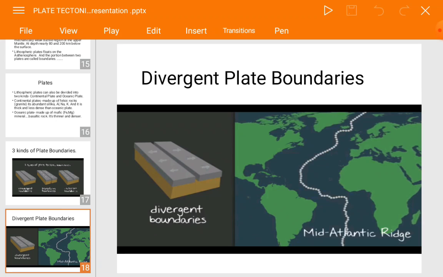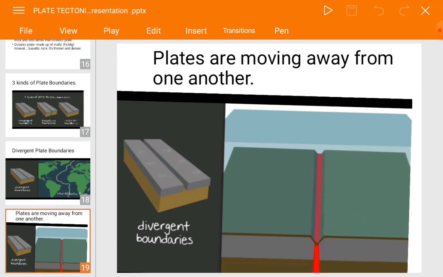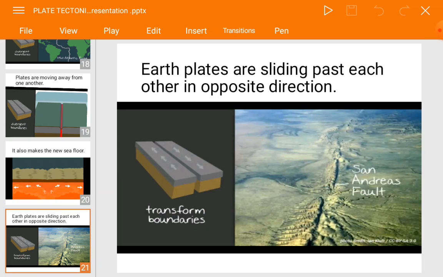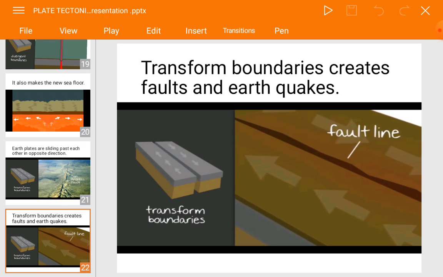A divergent plate boundary is where two plates go away from each other. The Mid-Atlantic Ridge is an example of this. Plates are moving away from one another at a divergent plate boundary. Volcanism occurs. It also makes new seafloor. When Earth's plates are sliding past each other in opposite directions, this is called a transform plate boundary, just like the San Andreas Fault. A transform boundary creates faults and earthquakes.